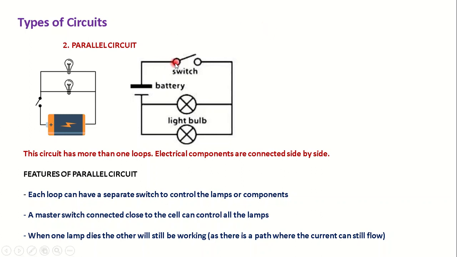This is because there is still a path. Let's assume this to be a closed switch, and there will be a path for current to flow through the circuit if this lamp here stops working.